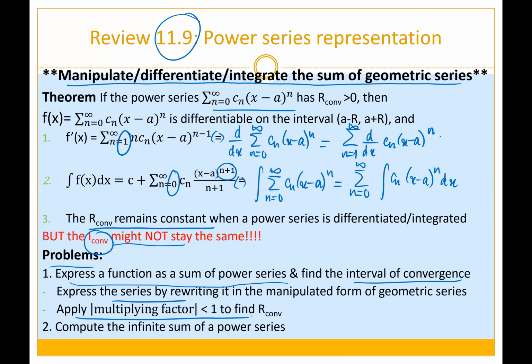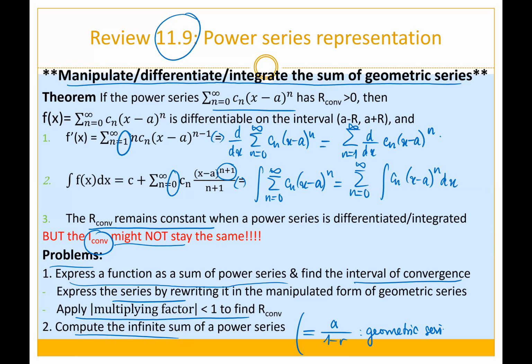Or another way that you can be asked is to compute the infinite sum of a power series. So it will require more steps. You write it in the form of a power series, usually in the form of a geometric series, and then you're going to put it in using a over 1 minus r. Remember this for the geometric series?